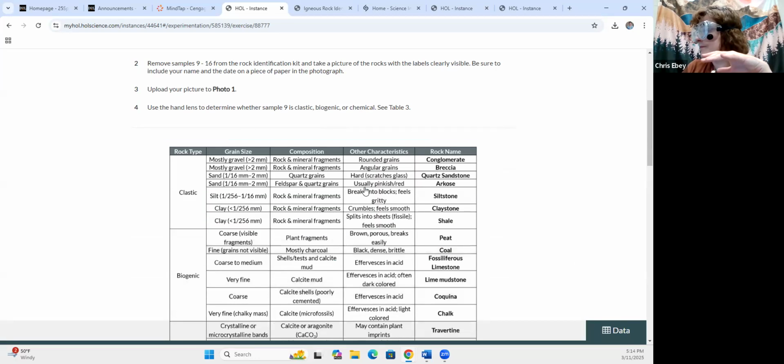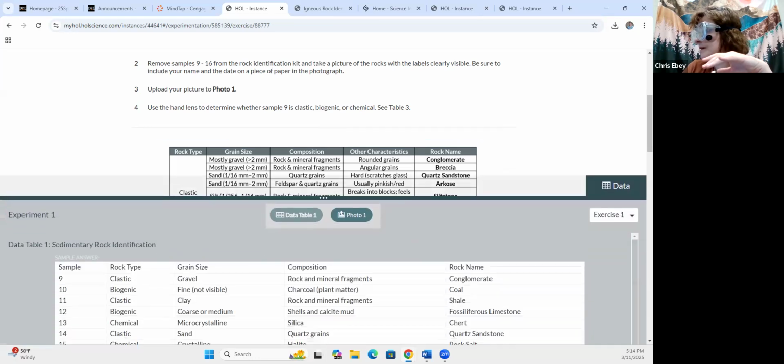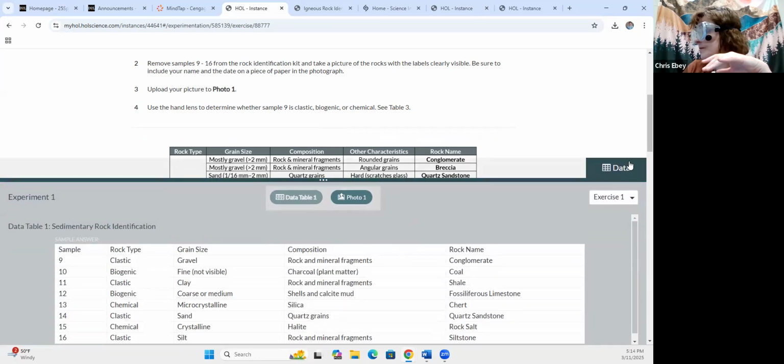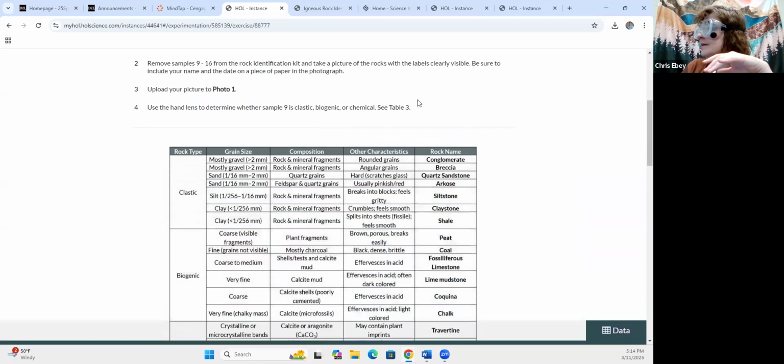Upload to the photo that's down here. Photo 1. Use the hand lens to describe whether sample 9 is clastic, biogenic, or chemical. So we're going to pick up sample 9. Where is sample 9? Here's sample 9. Kind of difficult to see with the glasses on. I'm going to get it close to my eyes.